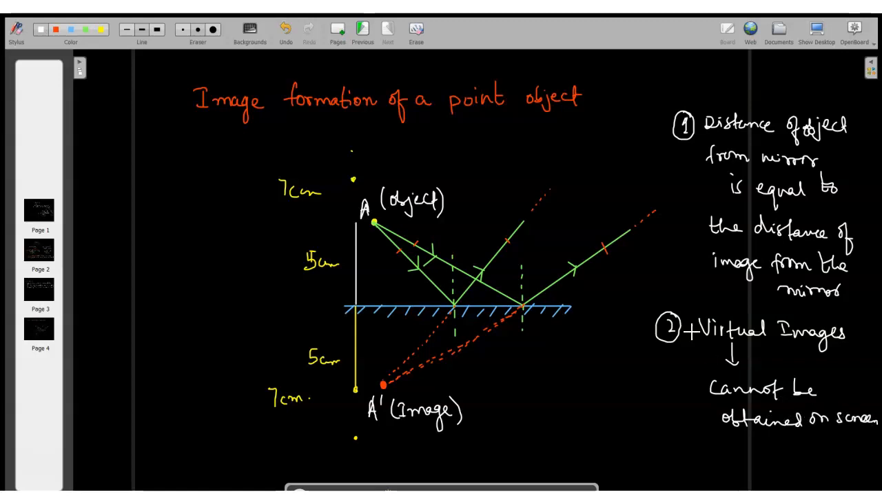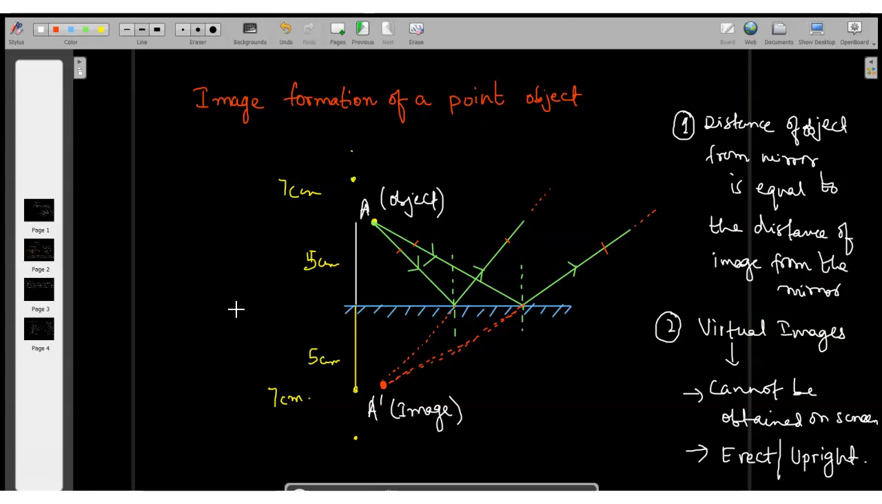In a virtual image, the rays do not meet actually. You can say the reflected rays are not meeting in real. We have extended them or produced them backwards to make them meet at a point. And also another point, that virtual images are always erect. You can say erect, you can also say upright.